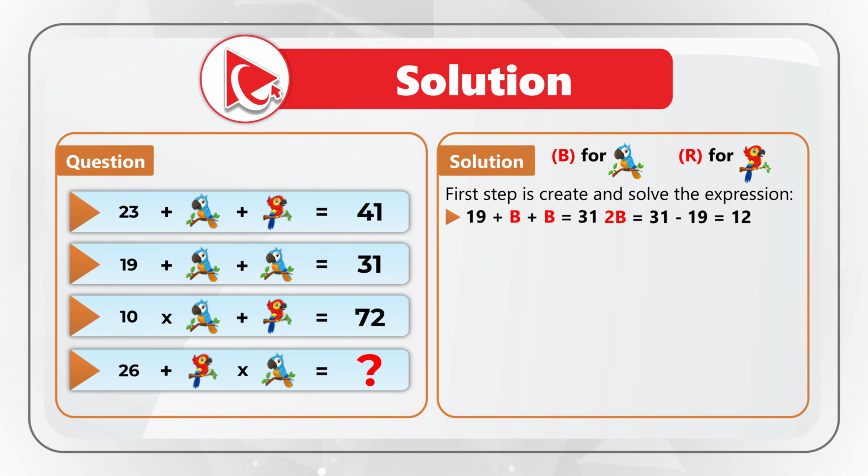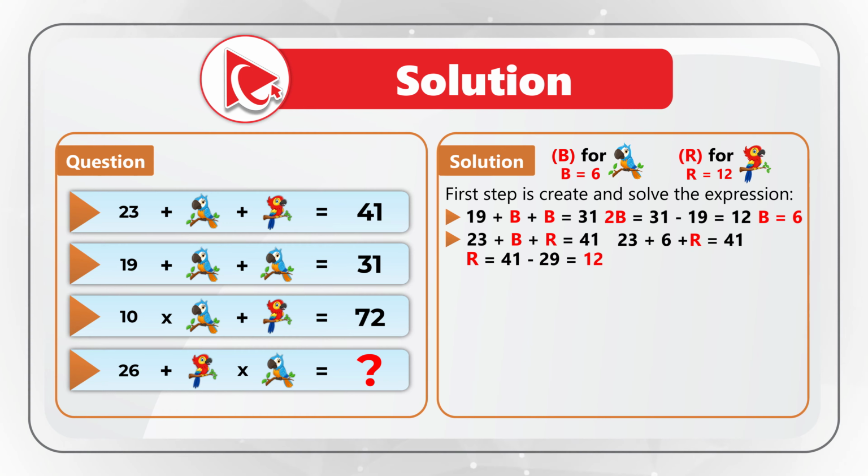Knowing the value for blue parrot, we can solve first expression. 23 plus B plus R equals 41, which means that 23 plus 6 plus missing variable R equals 41. After the calculations, R equals 41 minus 29 equals 12. Technically, we don't even need a third expression, because having first and second expression allows us to solve both variables. But let's use third expression to verify that our calculations are correct.